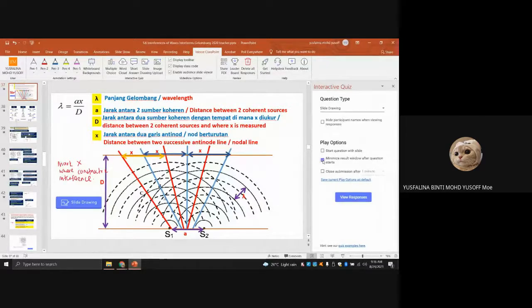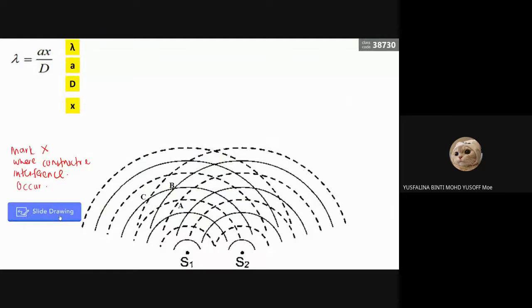Okay, so for this one, I want you to mark X where the constructive interference occurs by using this diagram. Using this diagram below here, you have to show me where the constructive interference occurs. Just mark X there. Remember, the dotted line is the trough while the solid line is the crest.